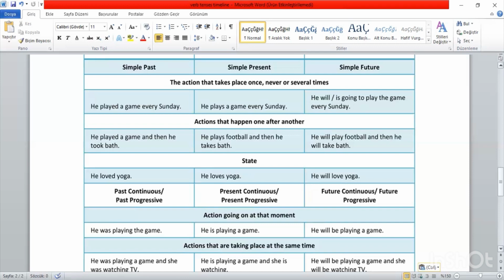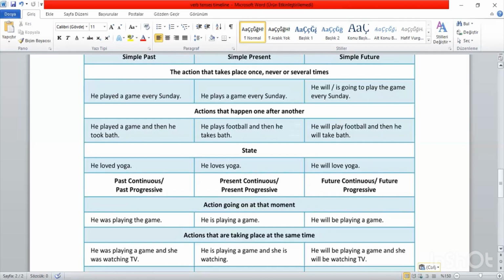So let's talk about other examples. For example, he played a game and then he took a bath. For example, simple past. For present simple, he plays football, then he takes a bath. Simple present, you can see s. For simple future, he will play football, then he will take a bath. Okay, you can also use it with be going to. For example, he is going to play football and then he is going to take a bath. Okay, so this is the usage for actions that happen one after another. Okay, the chronologically ordered actions.